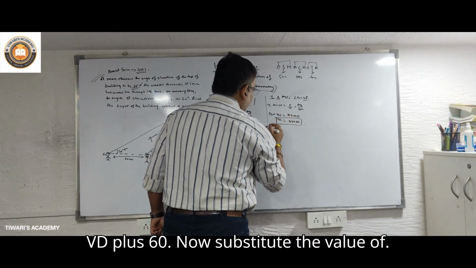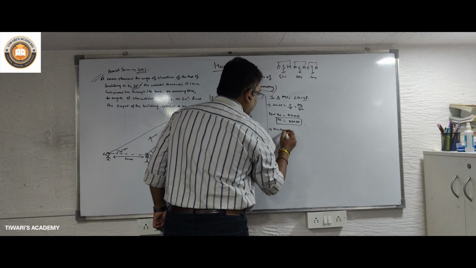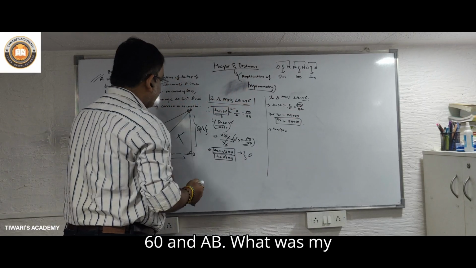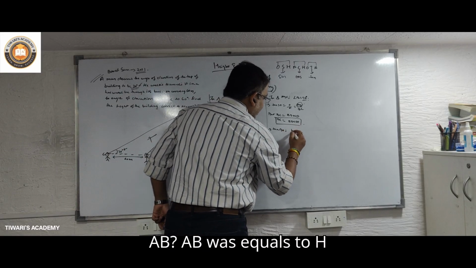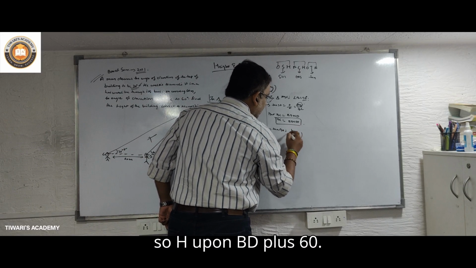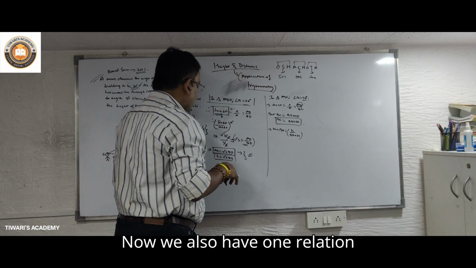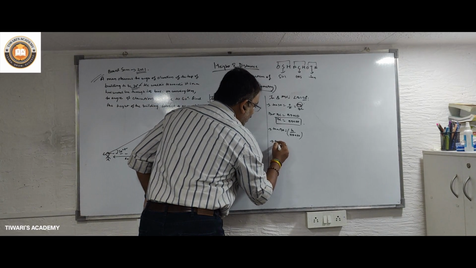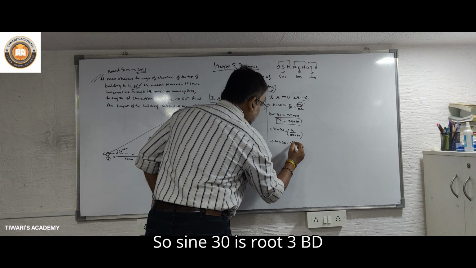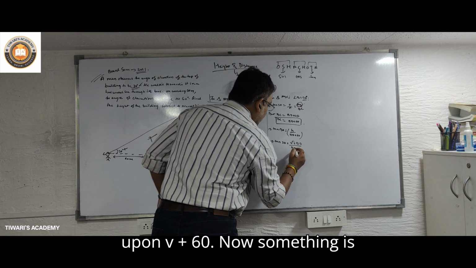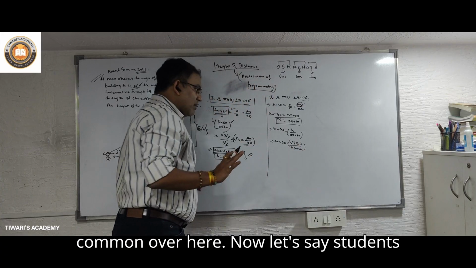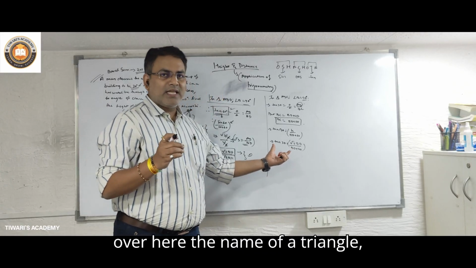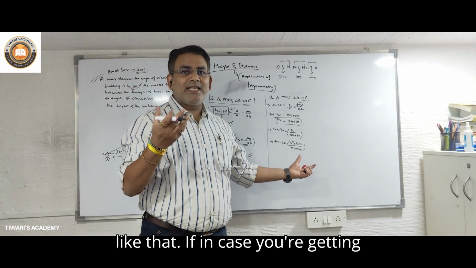Now substitute the value of BC as BD plus 60. And AB was equal to H, so H upon BD plus 60. We also have one relation here: H can also be written as root 3 BD. So tan 30 is root 3 BD upon BD plus 60. Now something is common here. Now listen students, one more thing: I am using the names of the sides of the triangle, BD, BC, AB, like that.